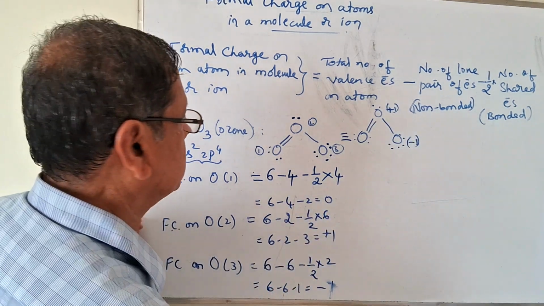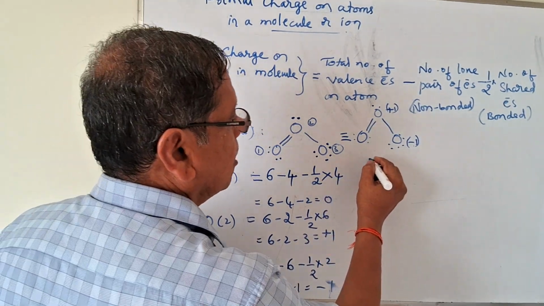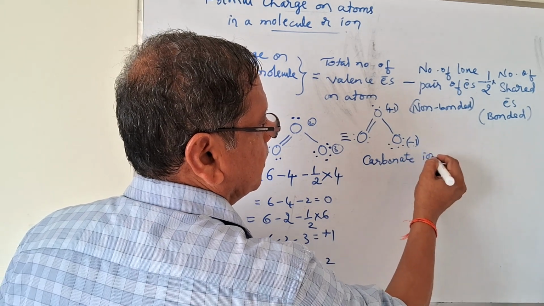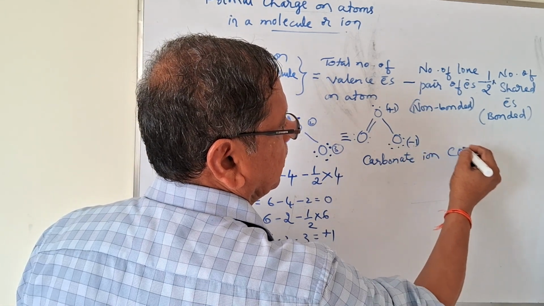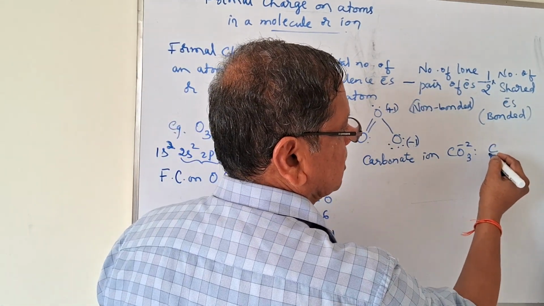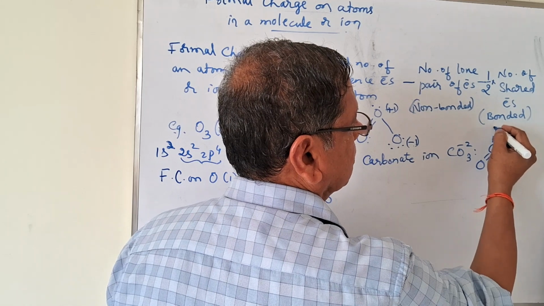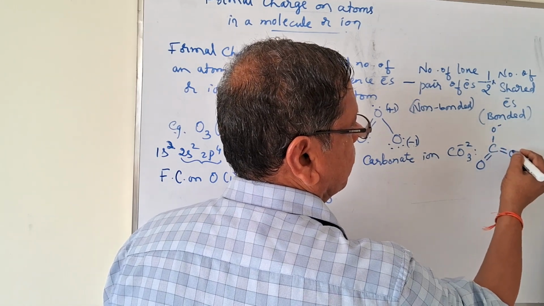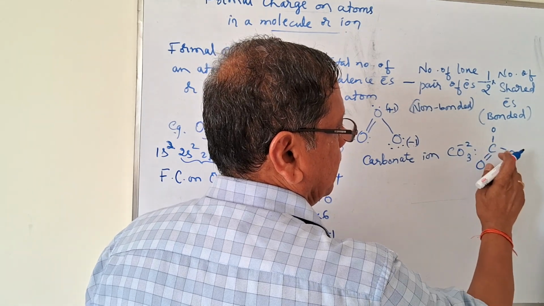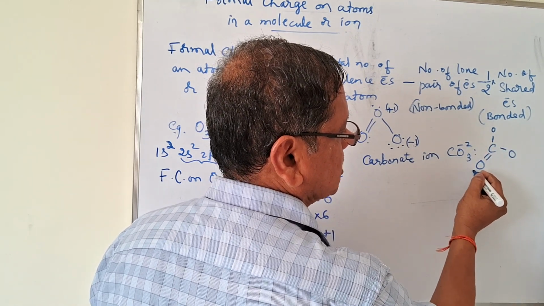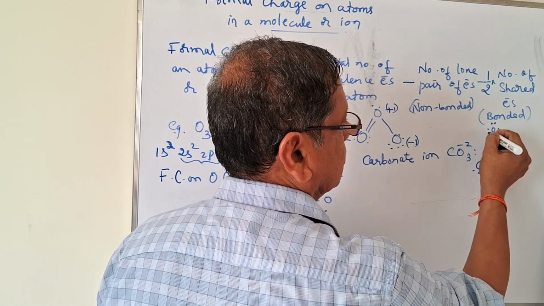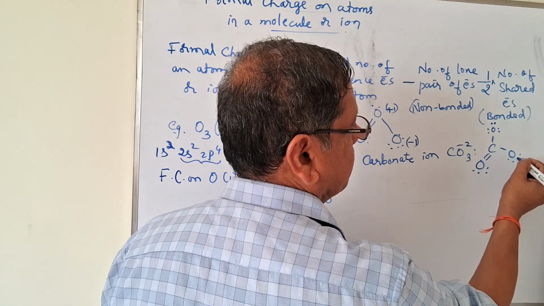Now let me take one more example. The second example is carbonate ion. Carbonate ion is actually CO3 2 minus. First you write the Lewis structure, C double bond O, O minus, O minus. Just a single bond O. Write the number of lone pairs of electrons. For this one it is 2. For this one it is 3. For this one also it is 3.